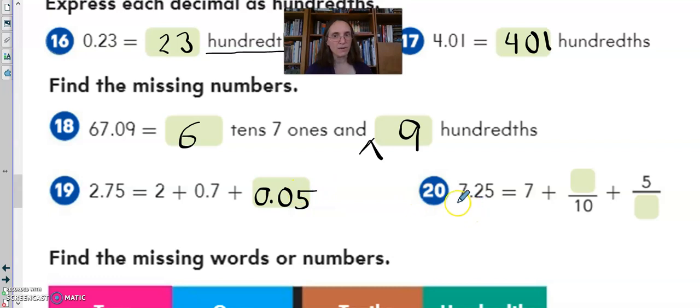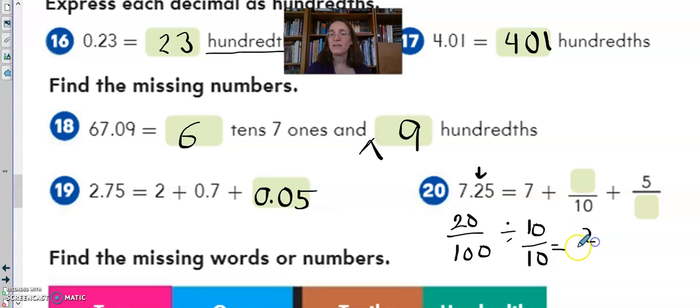Let's take a look at this one. 7 and 25/100ths. Well, there's my 7. The 20 here could be simplified into 2/10. If we have 20/100ths, don't they share a common factor of 10? And so I could divide it by 10/10. And this is going back to our fractions work that we just did. And I would be, well, 20 divided by 10 is 2, and 100 divided by 10 is 10. So that would be 2/10.